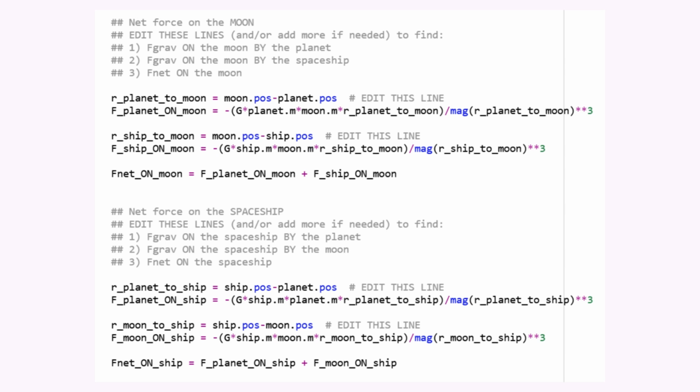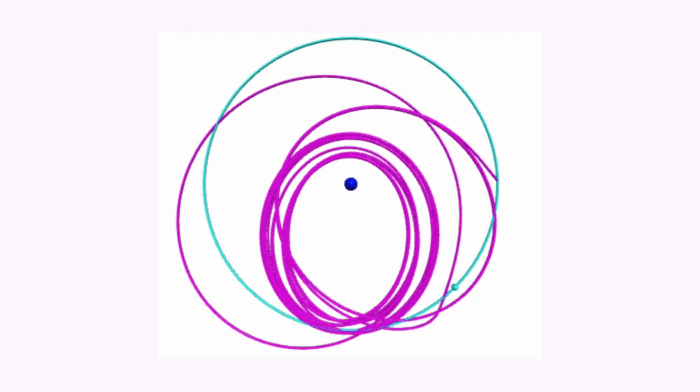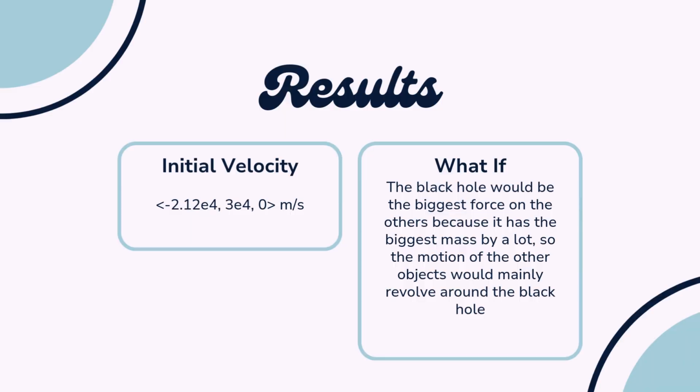So this is the code that we did with everything edited. And this is the output of the code after the 700-hour orbit was over. And you can see that the orbit isn't really a steady circle, but it did orbit both the planet and the moon without crashing and lasted the whole 700 hours.